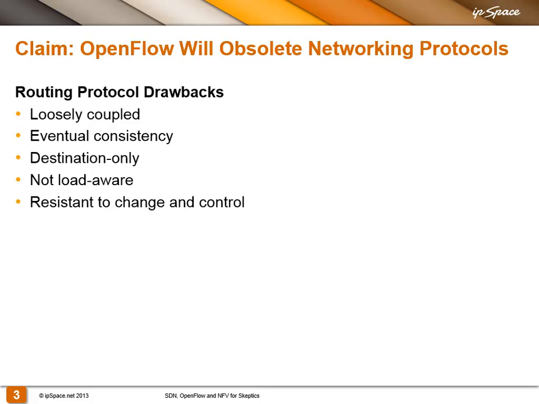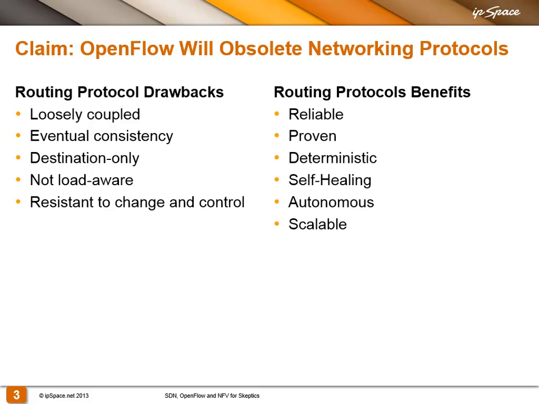By the way, there's a good reason for that because it just wouldn't scale. But let's forget that. So these are the usual problems one would tell you are there. On the other hand, there are a few features of routing protocols that make them useful. They have been proven. They are reliable. They are deterministic. They are self-healing. They scale. After all, the whole internet is running on BGP.